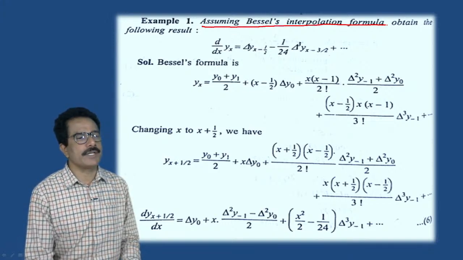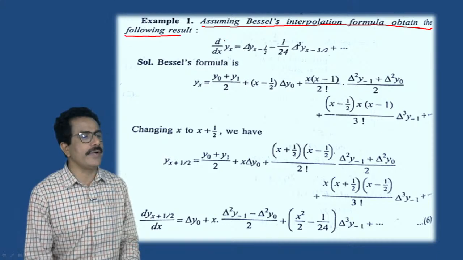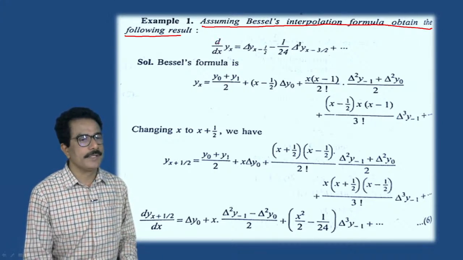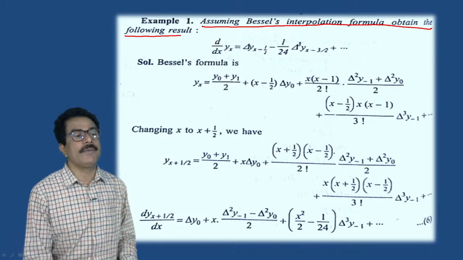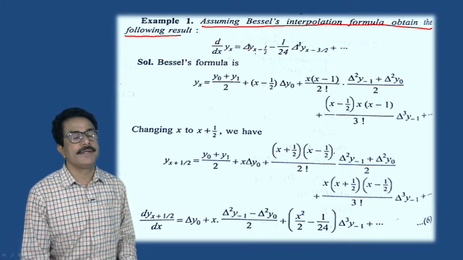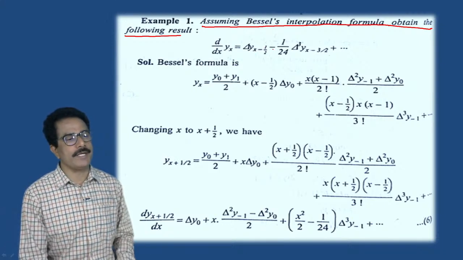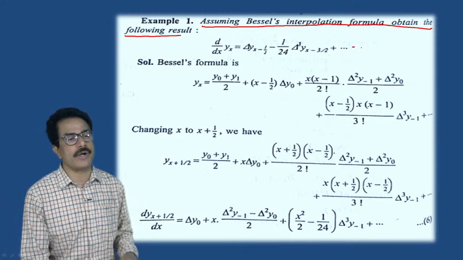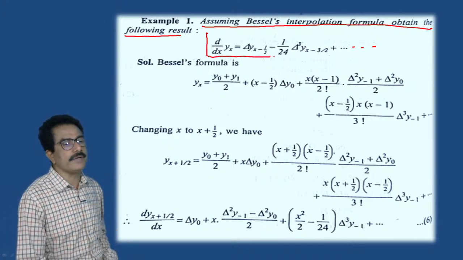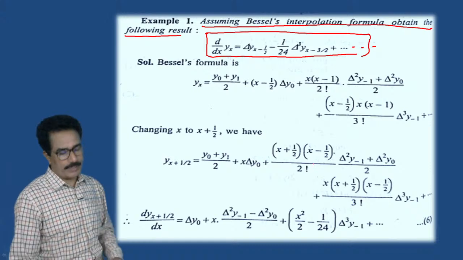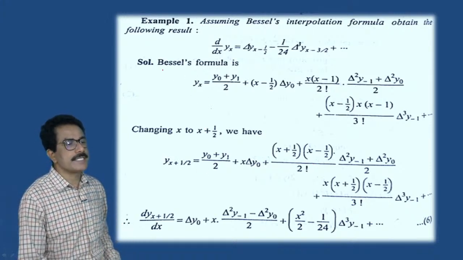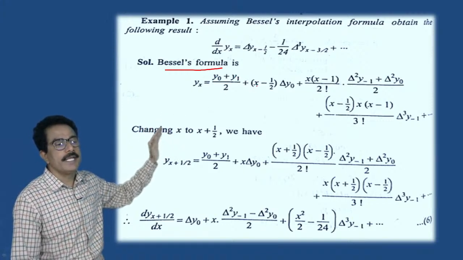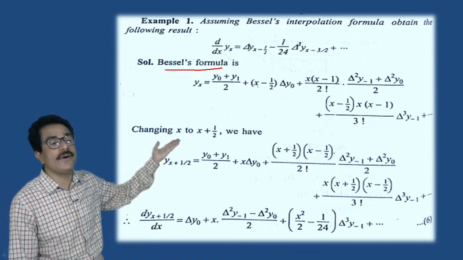Assuming Bessel's interpolation formula, obtain the following result. That means by using Bessel's interpolation formula, we have to show that dy by dx is equal to delta y suffix x minus 1 by 2 minus 1 by 4 delta cube y x minus 3 by 2 plus dot dot dot. We have to find the first order derivative by using Bessel's formula. Now we know that Bessel's formula is yx is equal to y0 plus y1 upon 2 plus x minus 1 by 2 delta y0 in the form of u.